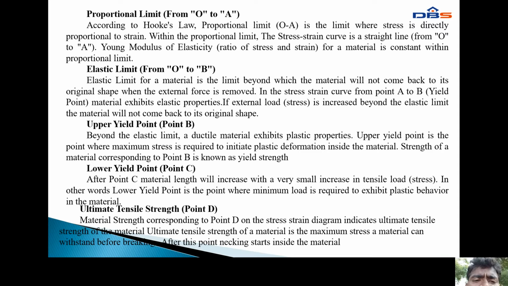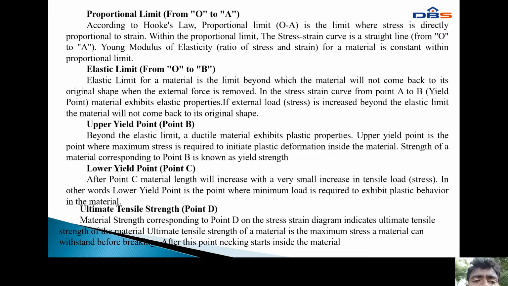Next point is the upper yield point. Point B is the upper yield point. Point C is the lower yield point. At the upper yield point, beyond the elastic limit, ductile materials exhibit plastic properties. The upper yield point is the point where the maximum stress is required to initiate plastic deformation inside the material.